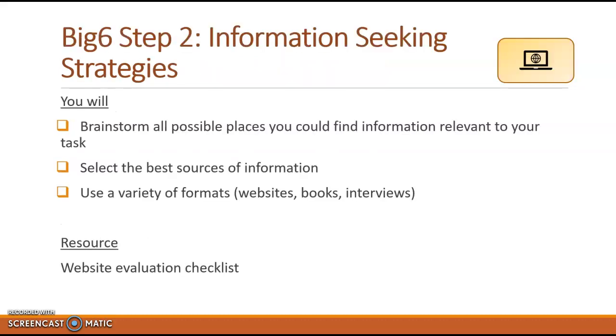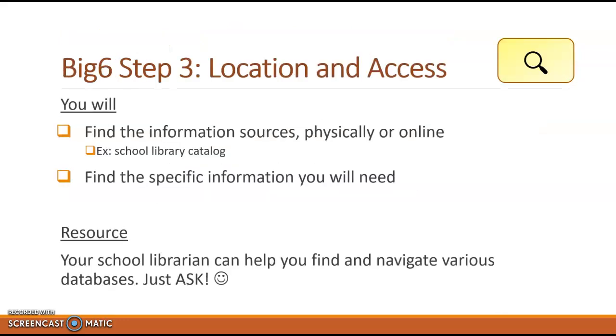The second step is information seeking strategies. In this step, you will brainstorm all possible places you could find information relevant to your task. Then, you will select the best sources of information. I would like for you to use a variety of formats. That means use websites, books, interviews. You can use the website evaluation checklist to make sure that your source of information is reliable.